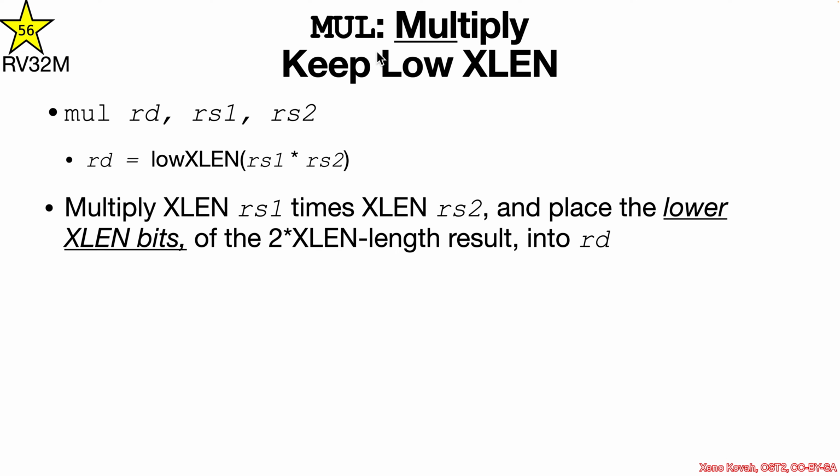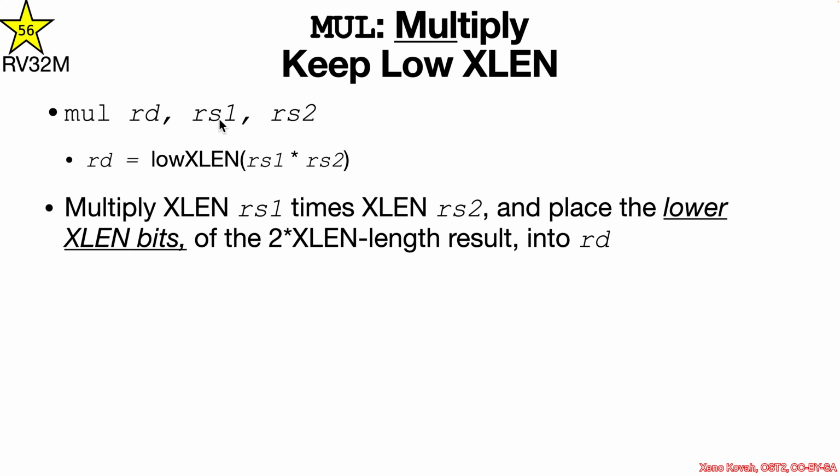So first, mul. Mul is a multiply that keeps only the lower XLEN bits. And this is because, as I said before, when you have XLEN times XLEN multiplication, the lower XLEN bits will always be the same regardless of whether you have signed or unsigned operands.